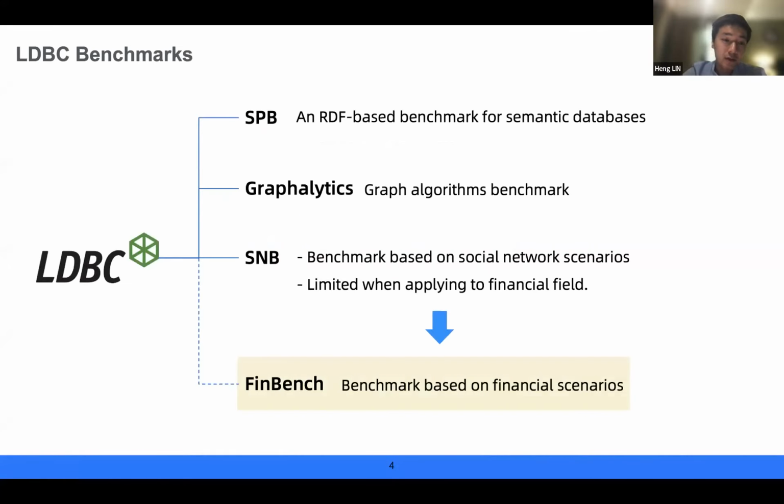At first, we know LDBC has SPB for RDF graphs, graph analytics for graph algorithm benchmarks, and SNB, which is for social network scenarios and property graphs. When I worked in Ant Group, the work was more about financial scenarios. I found the underlying characteristics are different, and they have different requirements for the graph database. So we want to do this financial benchmark.